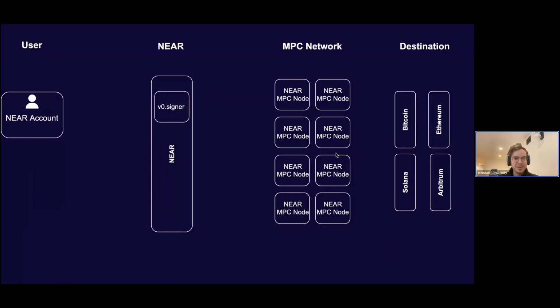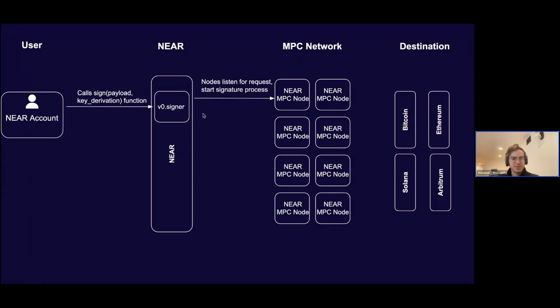So to go into a little more detail on the interaction pattern between, say, a Near account or contract and ultimately a destination chain, I'll put up this diagram. First, we have this Near account that calls the sign function on the contract address. On Near, we have these top-level-domain type of human readable accounts. So the actual call is the sign function with the payload and key derivation path. We'll call it on this v0.signer contract. It's actually deployed to that account.